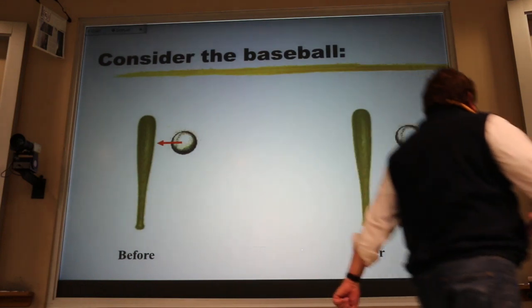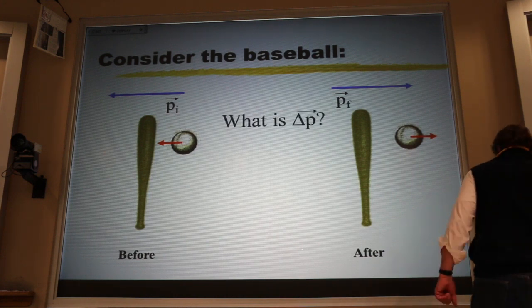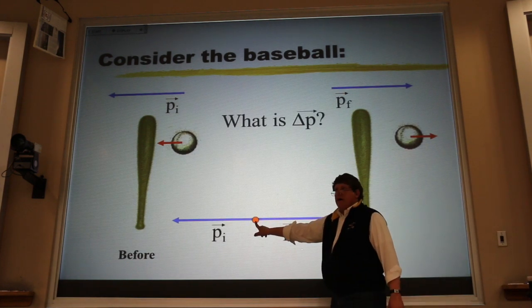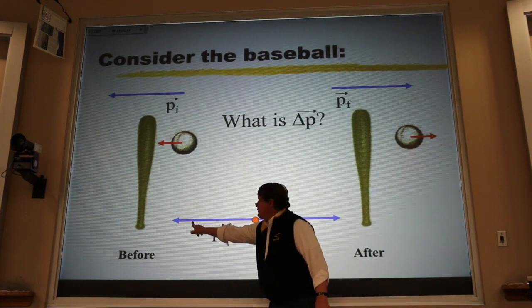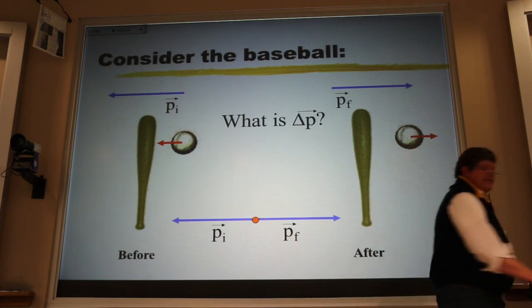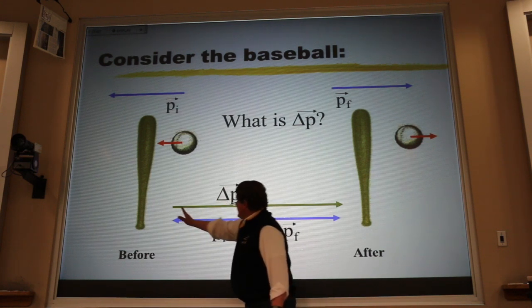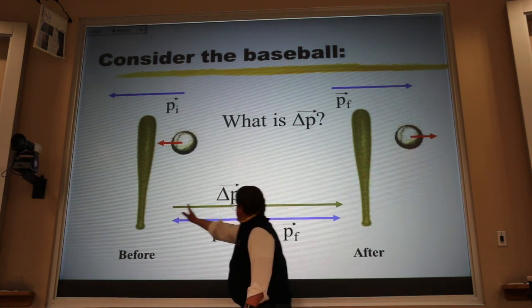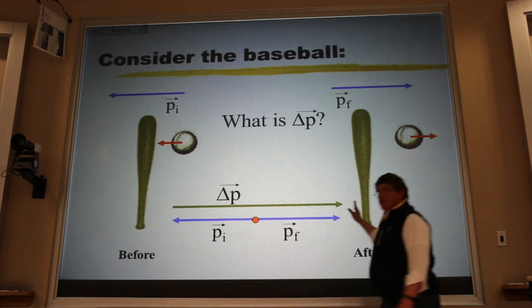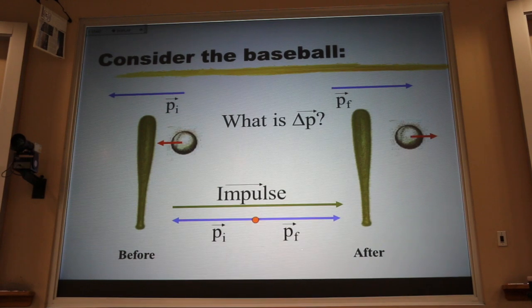And if I want to know how different they are, I do what I always do. I take those two vectors and I put them tail to tail. And I ask myself, what would I have to add to this vector to turn it into that vector? Well, I would have to add this. There's the plus sign right there. This change in momentum takes the initial momentum, brings it down to 0, and out the other way. Now that change in momentum is caused by the impulse, which is the force times the time.